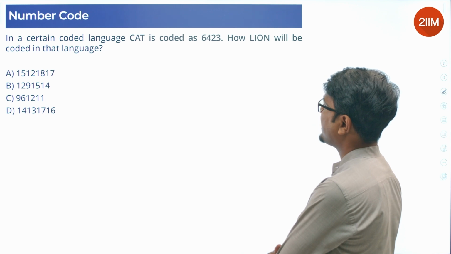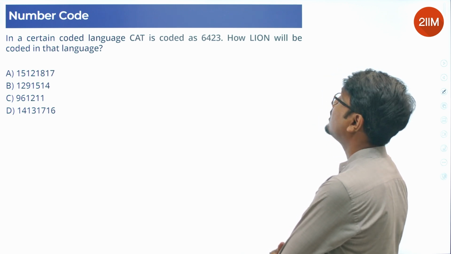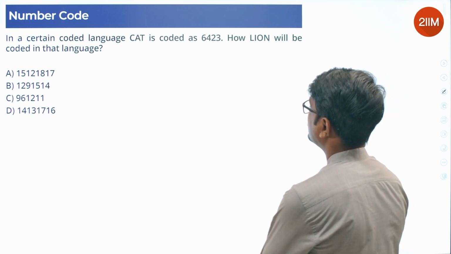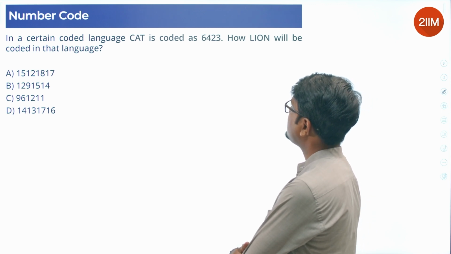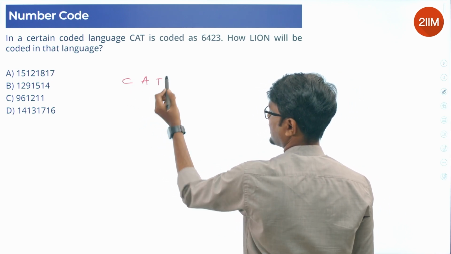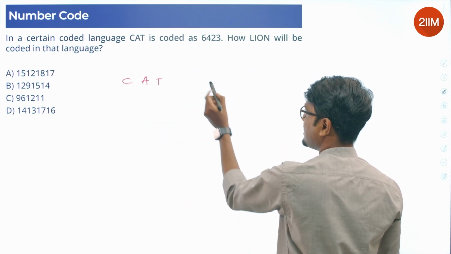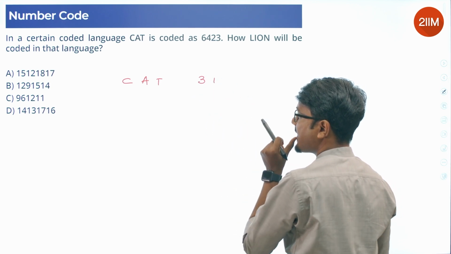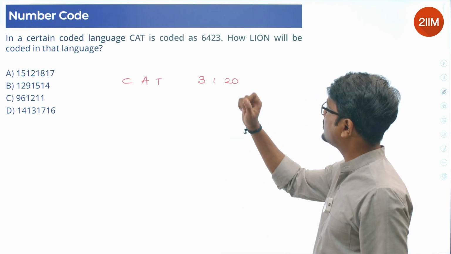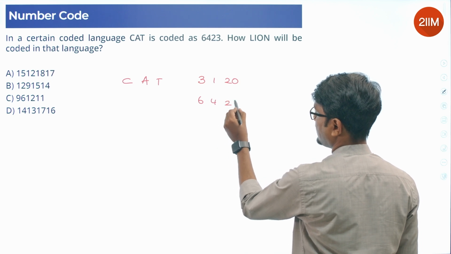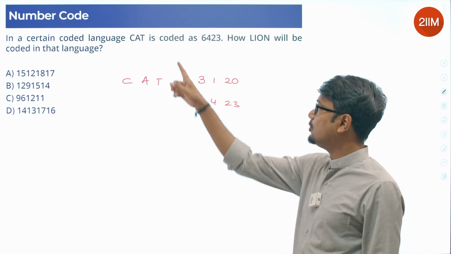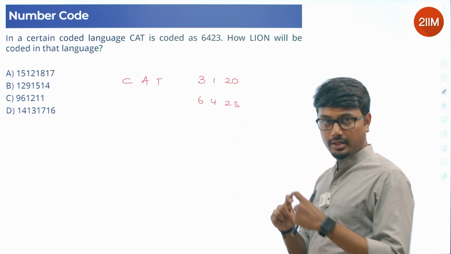In a certain coded language, CAT is coded as 6423. How will LION be coded in that language? So CAT: C would be the third letter, A is first, and T would be 20. Let's check with the number, then we'll confirm the data. 3, 1, 20 and 6, 4, 23. You are simply adding 3 to this: 3 plus 3, 1 plus 3, 20 plus 3. So you find the number plus 3 and that will be the new code.